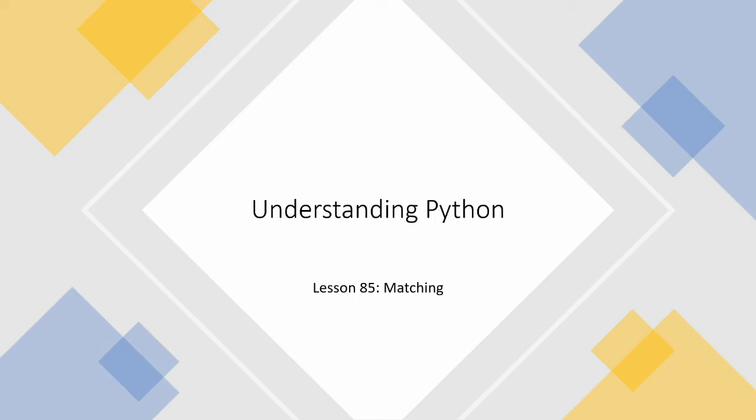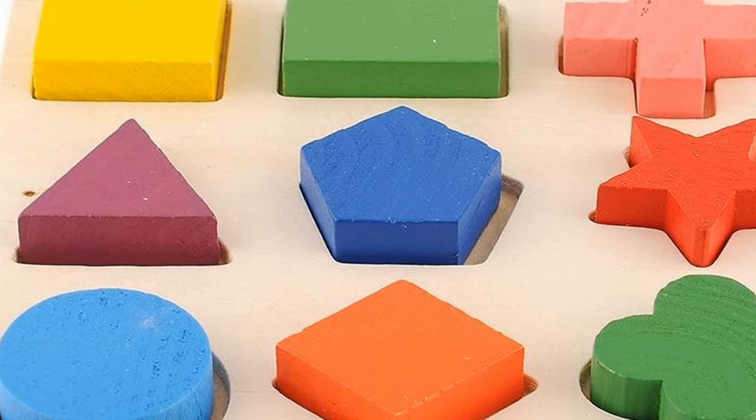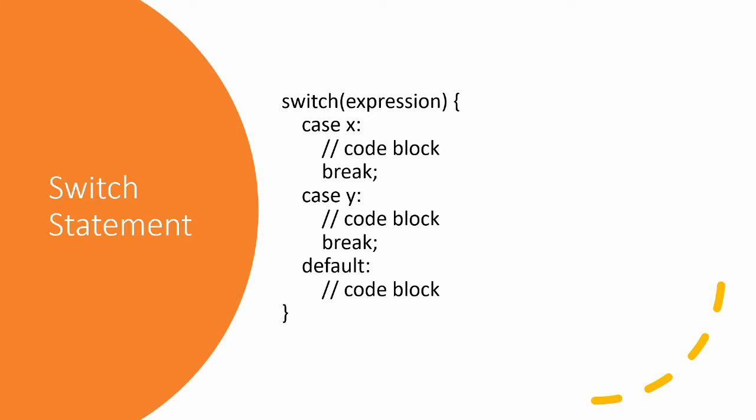Welcome back. Today we're going to be looking at matching in Python. So what is matching? Well, as you can imagine, it's like trying to get the correct shape through the correct hole. You have to find the one that matches. And in other languages, this is a switch statement. This is a JavaScript switch statement.